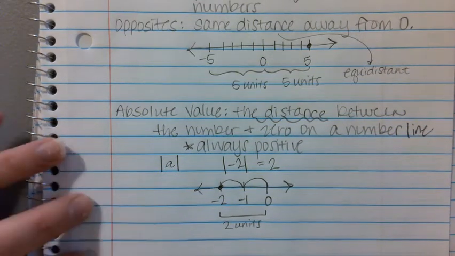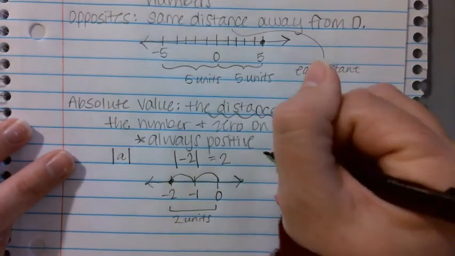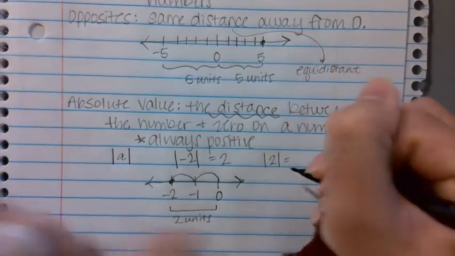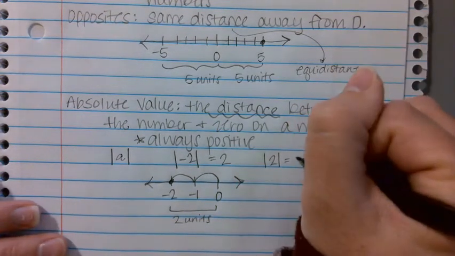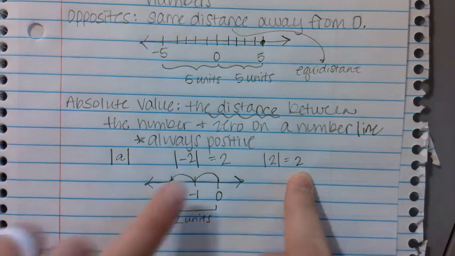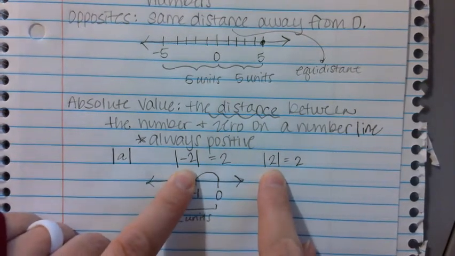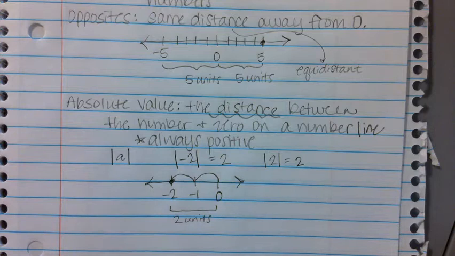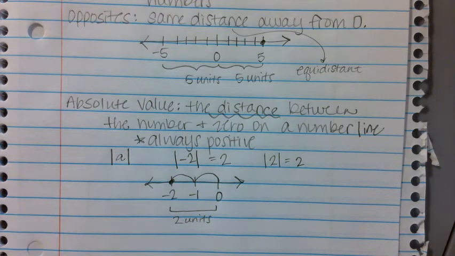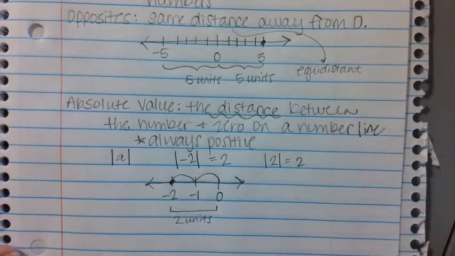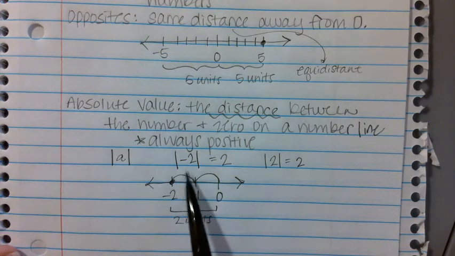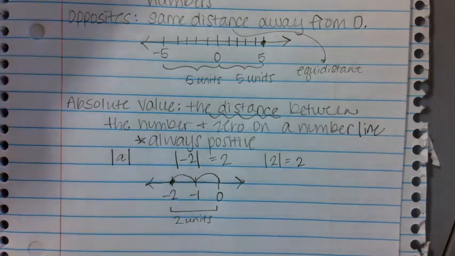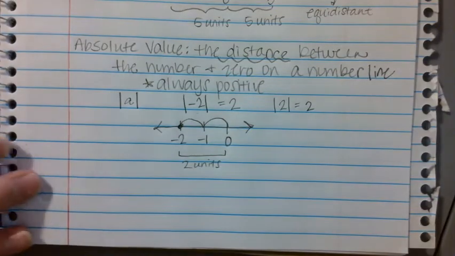Now, the same thing actually goes for positive numbers. The absolute value of +2 is actually still 2. So numbers and their opposites have the same absolute value because they're the same distance away from 0, which is how you would define the opposite of a number. So we've been talking a lot about integers, which are positive and negative whole numbers. So these two numbers here are integers. But you can find the absolute value of any number.